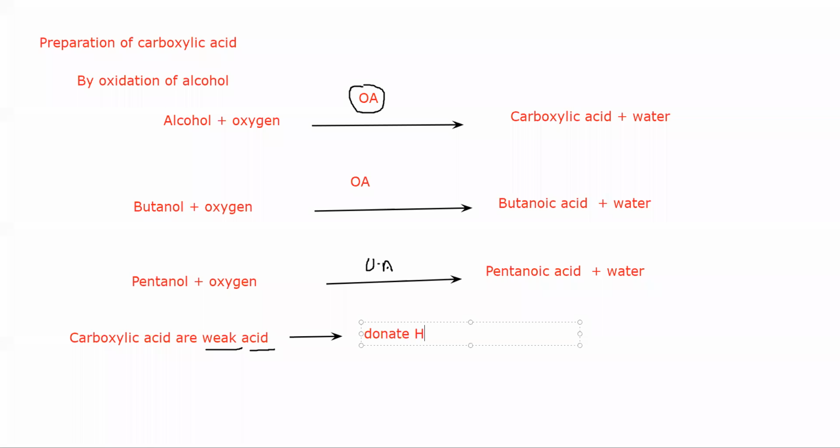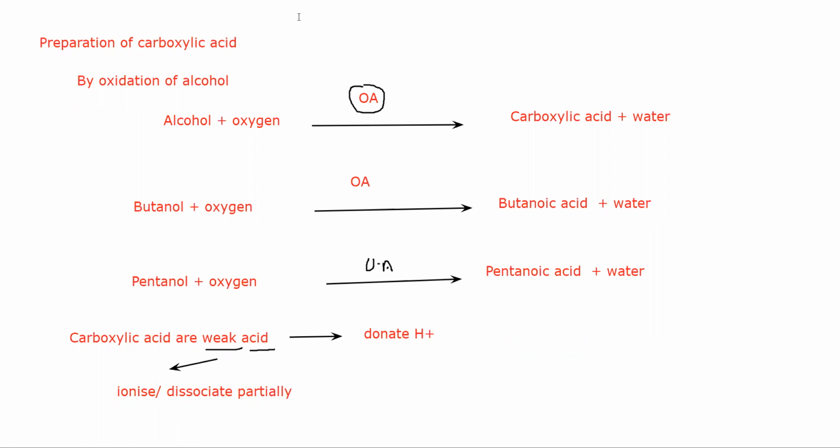So they donate protons, but hydrogen ion is not the correct term. You should always use the term proton or hydrogen plus, because a hydrogen ion can be positive or negative. But when you say hydrogen plus or proton, it means it is always positive. So weak means it ionizes or dissociates partially, meaning a small amount will break down.